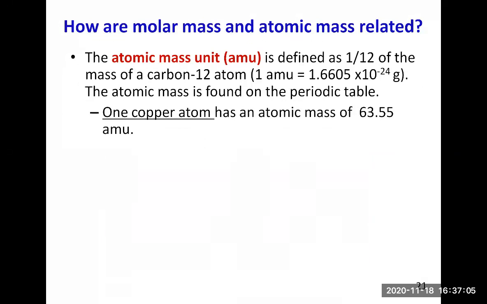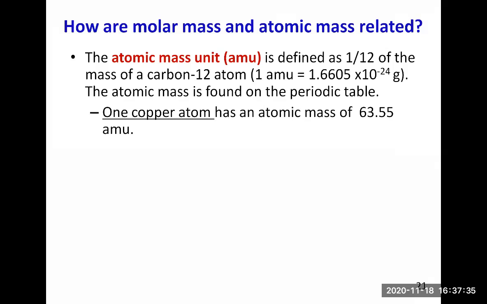So how are molar mass and atomic mass related? We know that the atomic mass unit is defined as 1/12 of the mass of a carbon-12 atom, the isotope carbon-12. If you take its mass and divide it by 12, you get the atomic mass unit. And in grams, it's 1.6605 × 10^-24 grams.